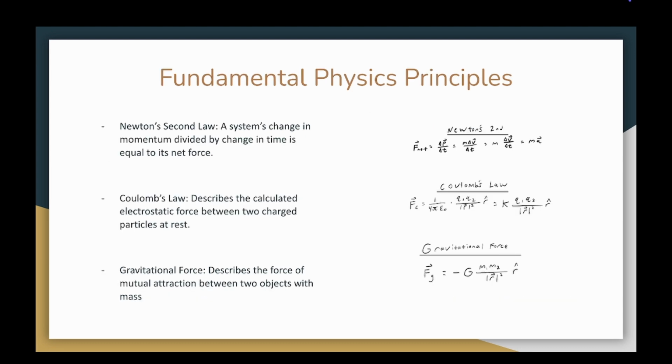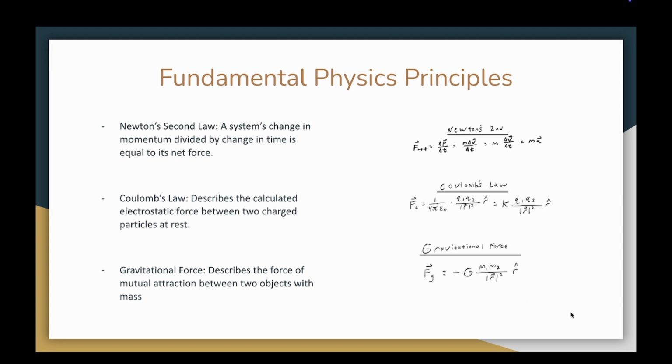So, some fundamental principles. Newton's second law: a system's change in momentum divided by change in time is equal to its net force. Basically, F net equals mass times acceleration. And now we have Coulomb's law, which describes the calculated electrostatic force between two charged particles at rest. And here's the equation for Coulomb's law with K as a constant. And the gravitational force describes the force of mutual attraction between two objects with mass, with big G being the gravitational constant.